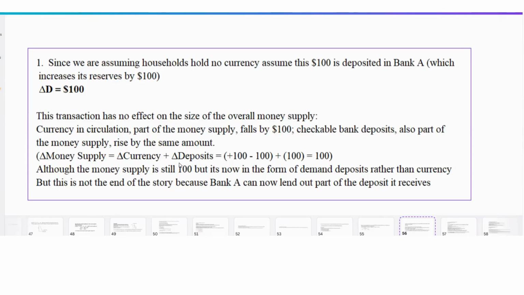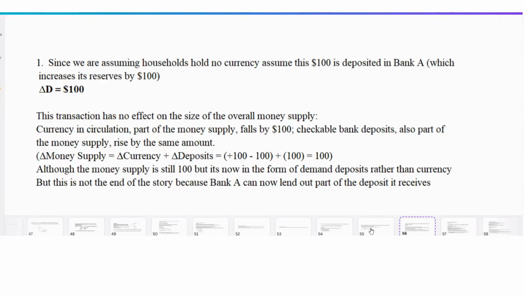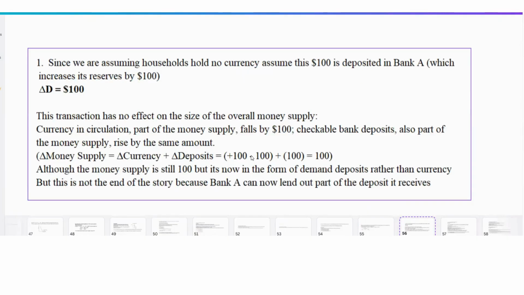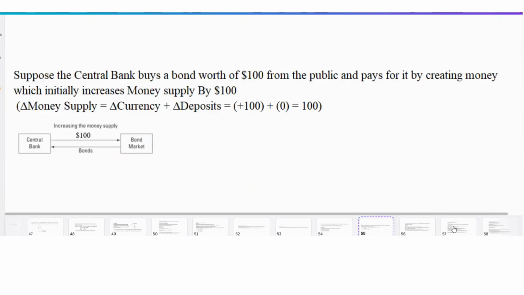Now, this transaction does not affect the overall money supply. Why? Because currency in circulation falls by 100 and deposits go up by 100. What had happened was that initially currency went up by 100. This was the initial increase of 100, but now currency has gone down by 100 and deposits have gone up by 100. So the change in money supply is still 100. It's still the same that we initially had.